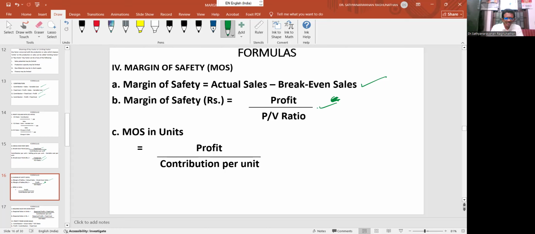So the margin of safety in values formula here is profit divided by PV ratio. If you want to calculate the margin of safety in units, then the formula that applies here is profit divided by contribution per unit. Profit divided by contribution per unit. So please make a note of this formula. Please take a screenshot of this formula.